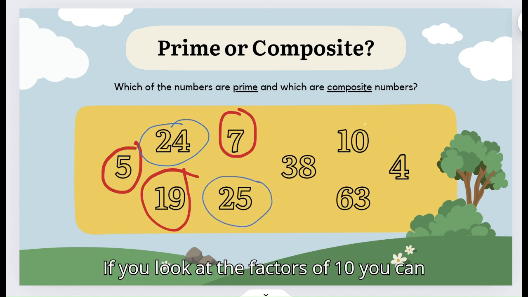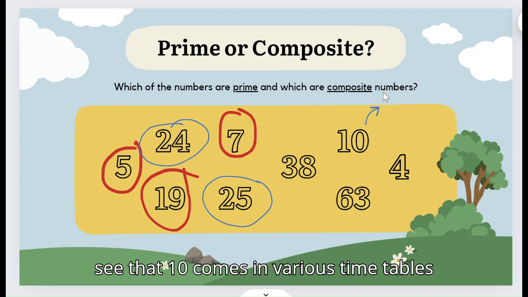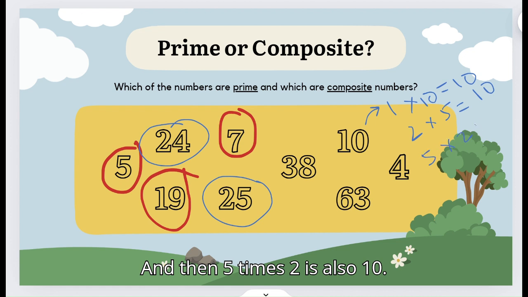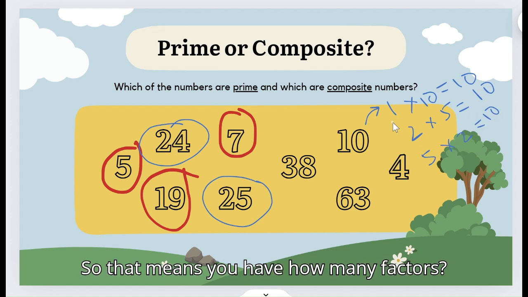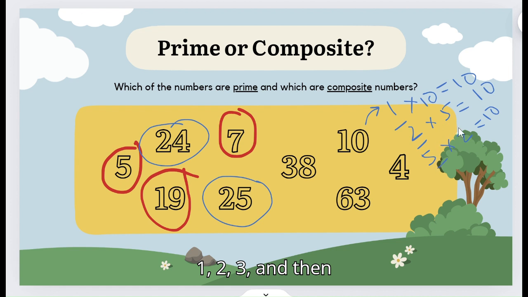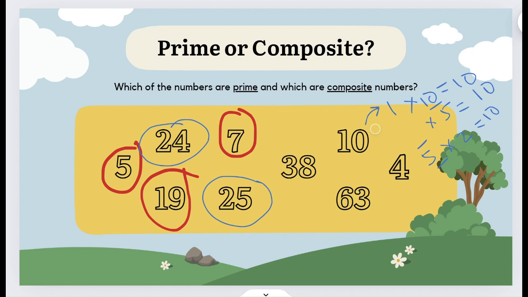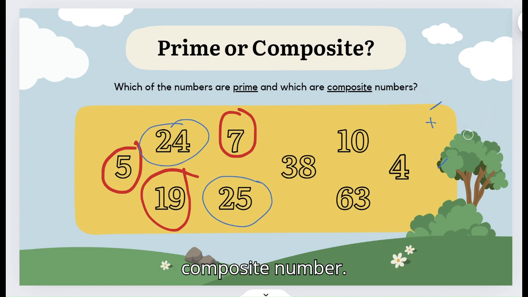If you look at the factors of 10, you can see that 10 comes in various times tables. 1 times 10 is 10. Then 2 times 5 is 10, and then 5 times 2 is also 10. So that means we have how many factors? 1, 2, 3, and then 4. We have 4 factors. So that means that this number is definitely going to be a composite number.